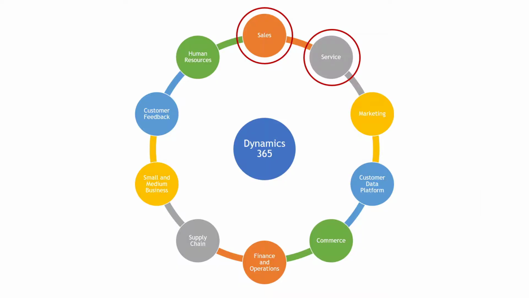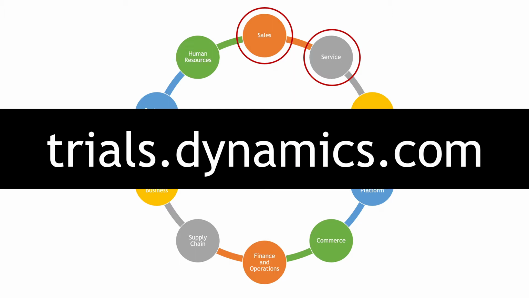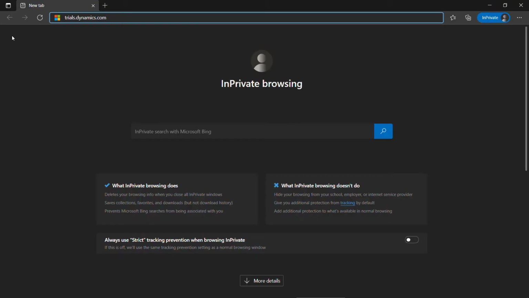All of the other apps here are a little bit more specialized, like Human Resources or Customer Feedback, and then some of them, like trials of Finance and Operations and Supply Chain, are only available to channel partners and customers enrolled in the Business Ready Enhancement Plan. But regardless, for any of the trials, you're going to want to start at trials.dynamics.com, which is where we're going to go next. Here I have a new tab opened up in the Edge browser.